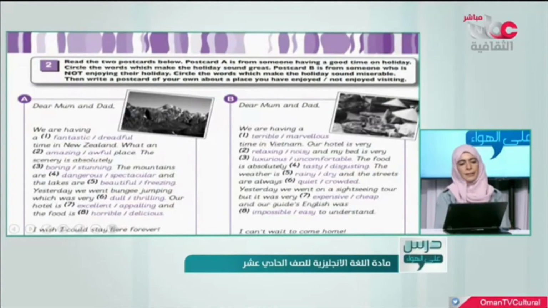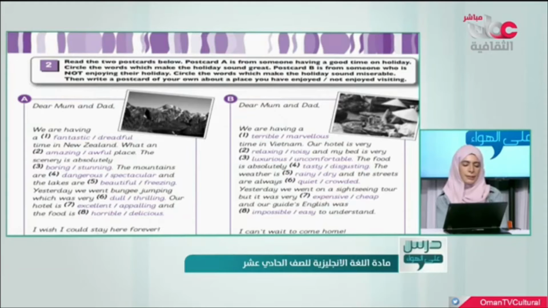Now, move to task number 2 of your workbook. Here we got 2 postcards. It is a completion task, A and B. Both of them are talking about different activities or different experiences done by different people. But before we start, you have different choices. You have 8 items, and you're supposed to choose between 2 choices. Look at the last statement of each postcard.